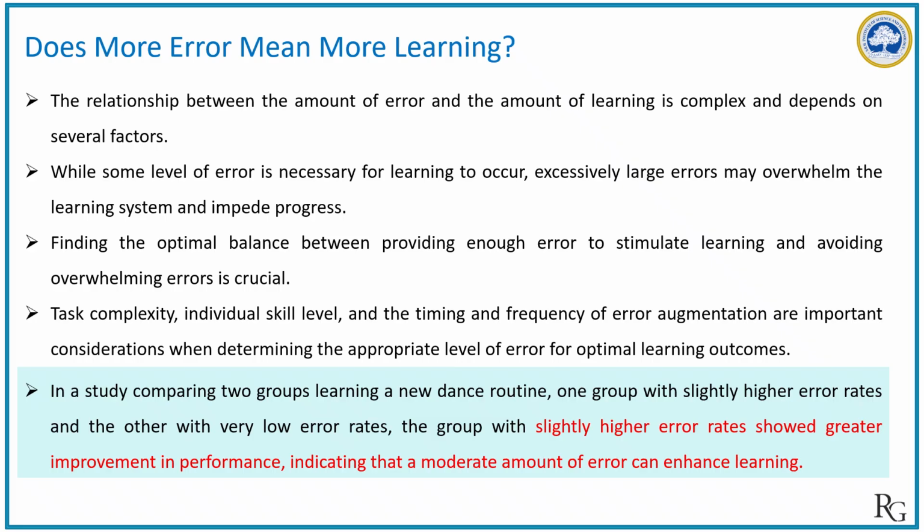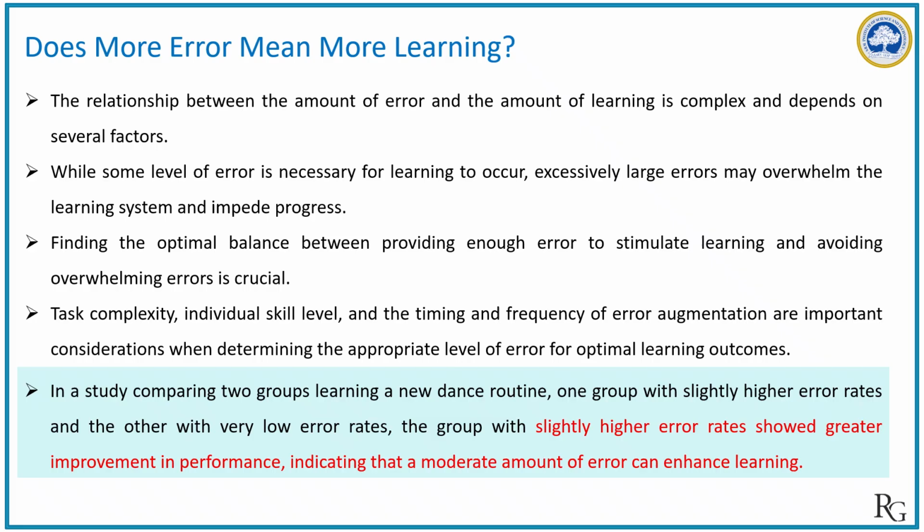However, if error is too large or too frequent, it can actually be discouraging or maybe counterproductive. Large error can confuse or discourage the learner and may overwhelm the brain's ability to correct and adapt efficiently. So the key is to find the right amount of error, not too small and not too much. If the error is very small, the brain can ignore that error.